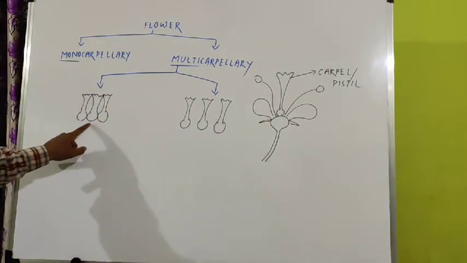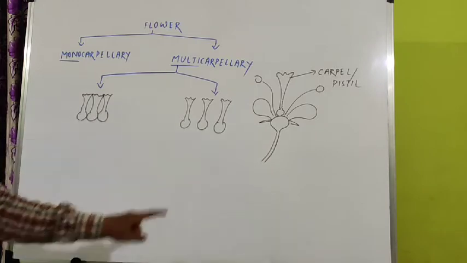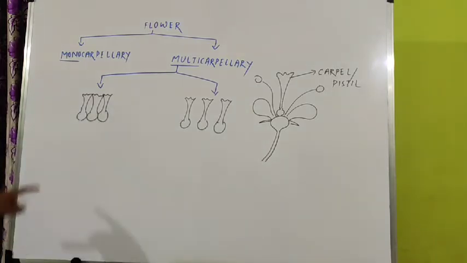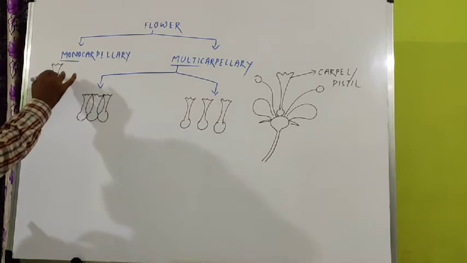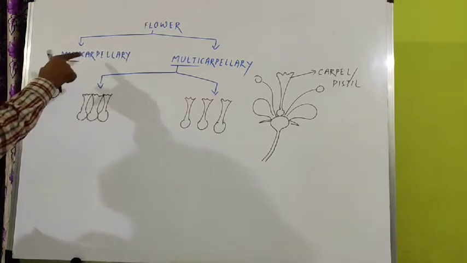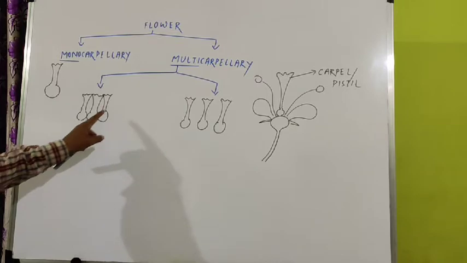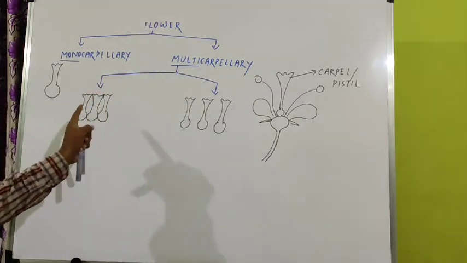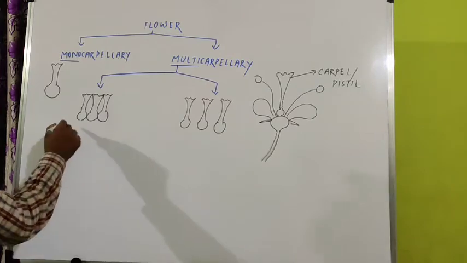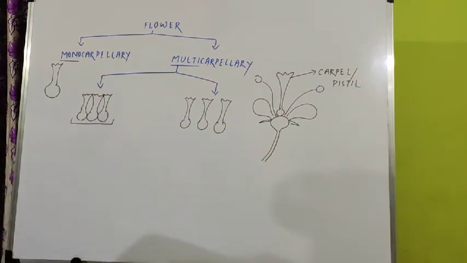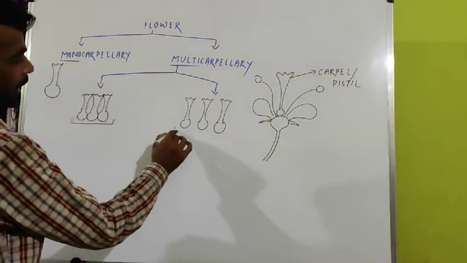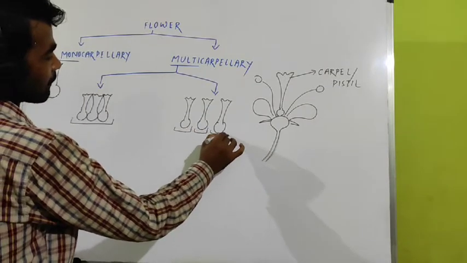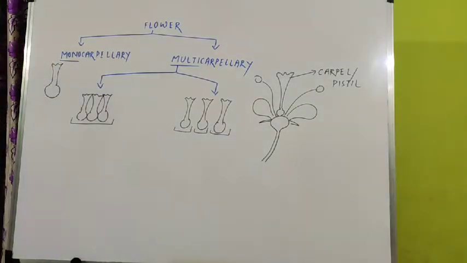In this case 3 carpels, in this case also 3 carpels. 3 carpels means not one. When one carpel is present, it is monocarpellary. If there is a single carpel, it is called monocarpellary. But here more than one carpel, that is called multicarpellary. In multicarpellary, again two conditions arise. Sometimes all the carpels are fused. Sometimes all the carpels present in the multicarpellary condition are free.